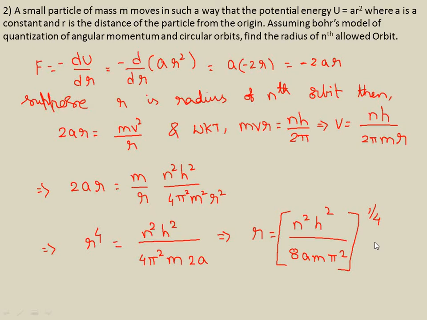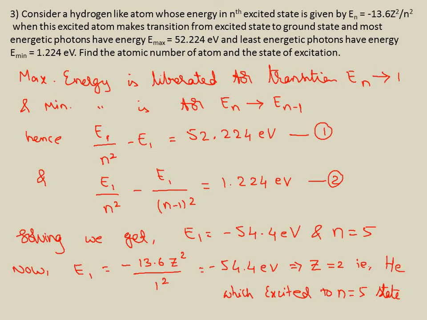Right. Now let's look at the third one. Consider a hydrogen-like atom whose energy in the nth excited state is given by En equals minus 13.6 Z squared by n squared. Hydrogen-like atom. Remember, it's nothing new. In the derivation part, when we were dealing with velocity, energy, radius and all, for hydrogen atom we substituted Z equals 1. For hydrogen-like, we don't substitute Z equals 1. So this is the result we got: En equals minus 13.6 Z squared by n squared.